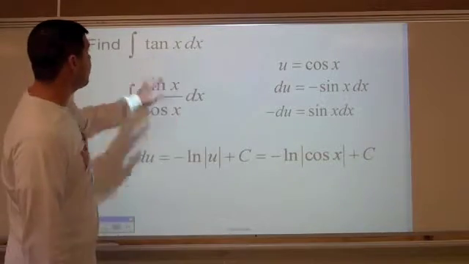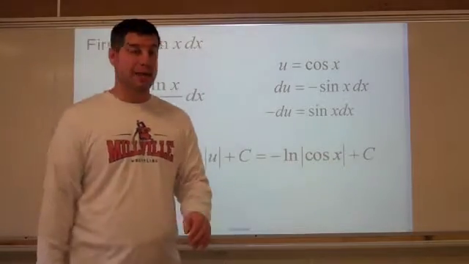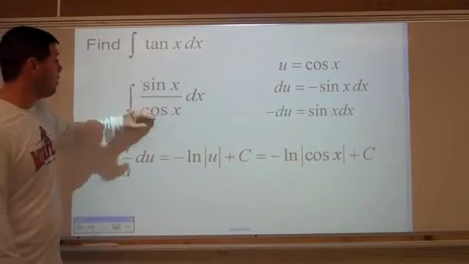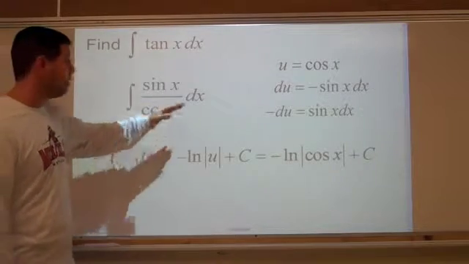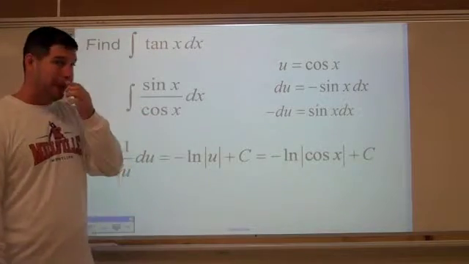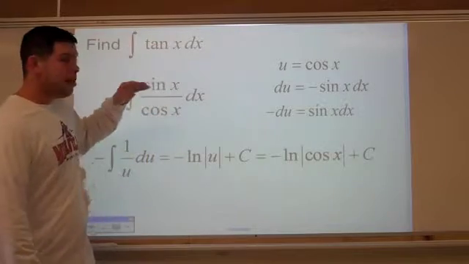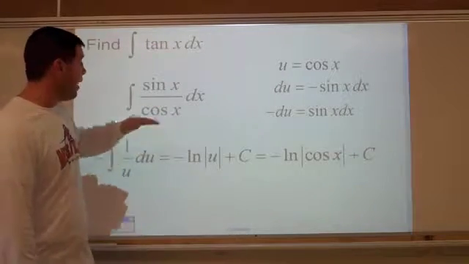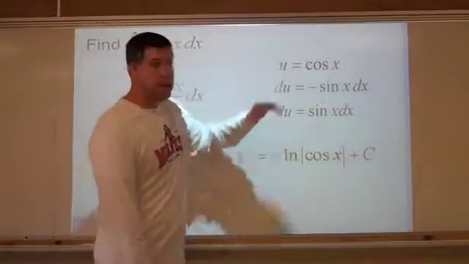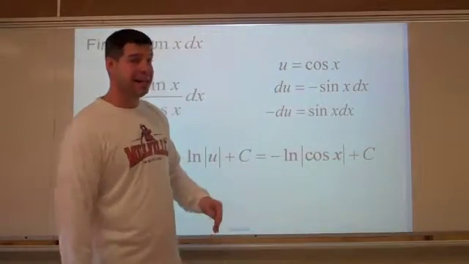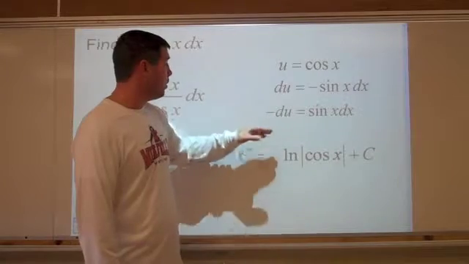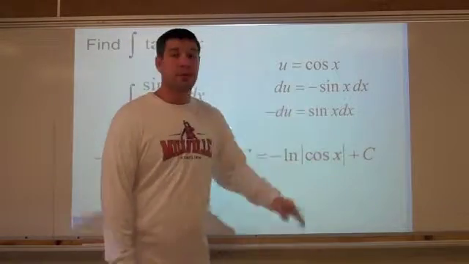So the first one, we're going to integrate tan of x with respect to x. First thing we want to do is rewrite it: sine of x over cosine of x with respect to x. Knowing that we're looking to do natural log integration, we're going to let u equal the denominator. So u equals cosine of x. du is negative sine of x dx. So, negative du equals sine of x dx.